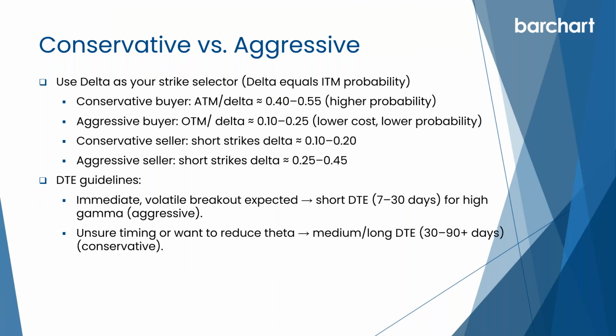Again, in terms of options, I'm going to get that high gamma effect. Now, if I'm unsure of the timing, or I want to reduce the theta risk, in other words, the theta decay, for instance, let's say I'm looking at one of these candidates where we see a lot of small candles that are just carrying along our Bollinger Bands that are continuing to expand, then I want to let that trend play out. So I might look at a more medium to long-term DTE, 30 to 90 days.